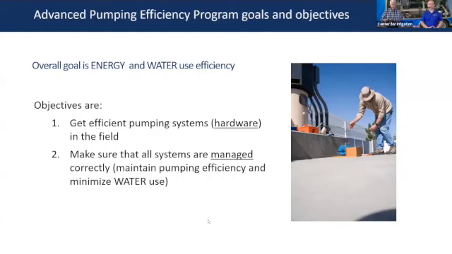For the advanced pumping efficiency program, our main goal is energy and water use efficiency. So to save energy and to save water, because they are interrelated. Roughly in the state of California, about 20% of our energy cost is to move water from one area to another. Our objectives are really to help our constituents get better and more efficient pumping systems into their field so that they can save energy and water, and also to manage water, because you have to be able to identify how much you're using to make sure that you're not overusing and that you're being efficient with the water. So those are our two objectives.